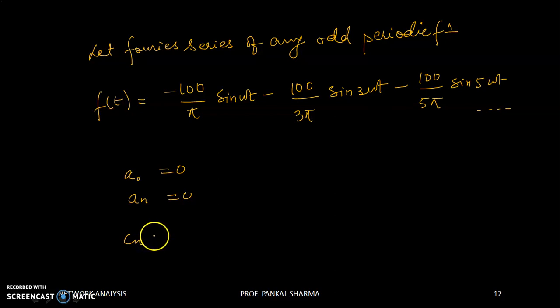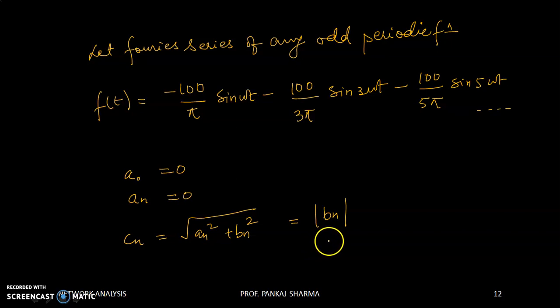And the value of Cn is root under an square plus bn square. An being 0, it is bn. The line spectrum will be like this.